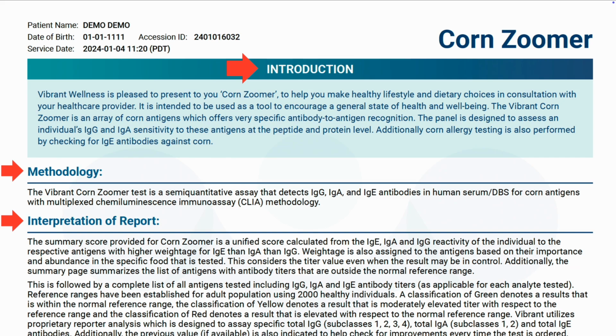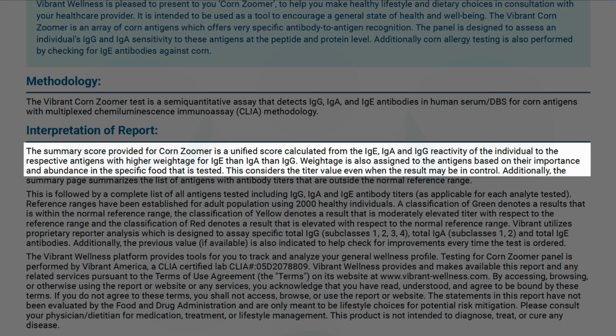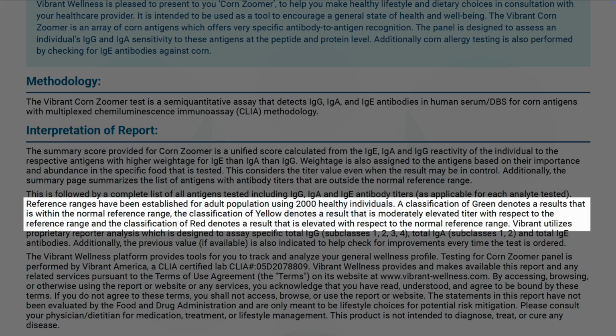And I highly recommend reading this page, especially the part where it explains how the Korn-Zoomer summary score is calculated, using a unified score calculated from the IgE, IgA, and IgG reactivity to the respective antigens, with higher weightage for IgE than IgA than IgG, as well as the part where it says, reference ranges have been established for an adult population using 2,000 healthy individuals, and goes on to explain, a classification of green denotes a result that is within the normal reference range. The classification of yellow denotes a result that is moderately elevated with respect to the reference range, and the classification of red denotes a result that is elevated with respect to the normal reference range.